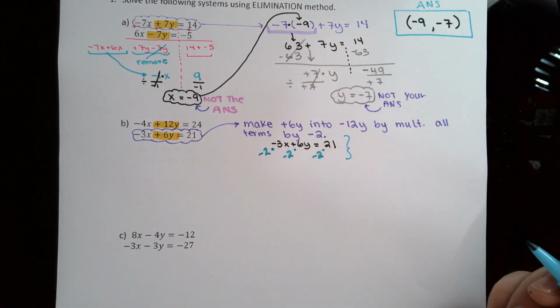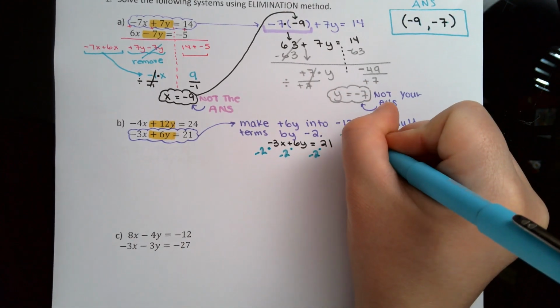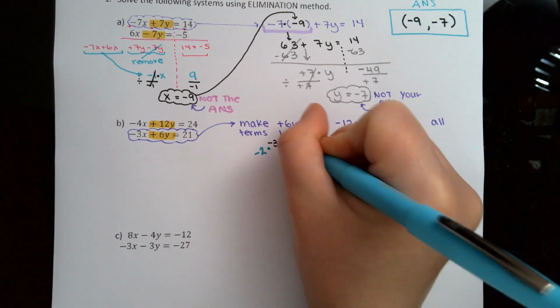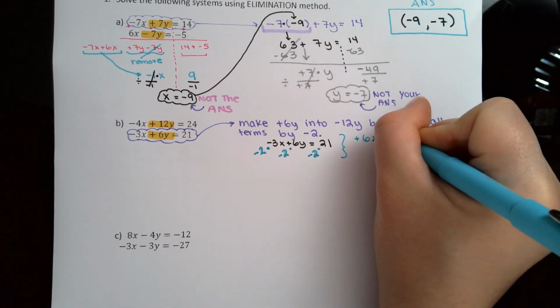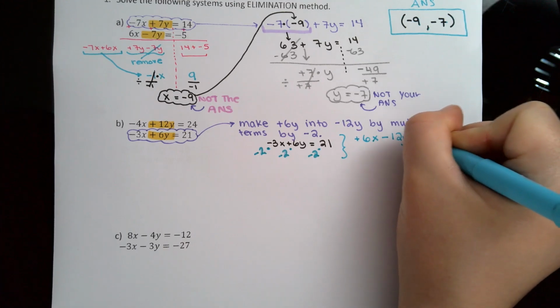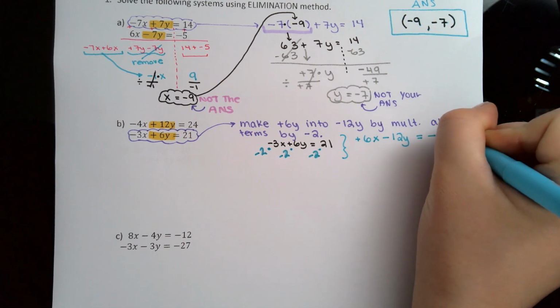Well, negative negative is a positive. 3 times 2 is 6. So we get a positive 6x. Negative positive gives me a negative. 6 times 2 is 12y. So that's kind of the point. We wanted to make this 12y equals negative positive is a negative. 21 times 2 is 42.